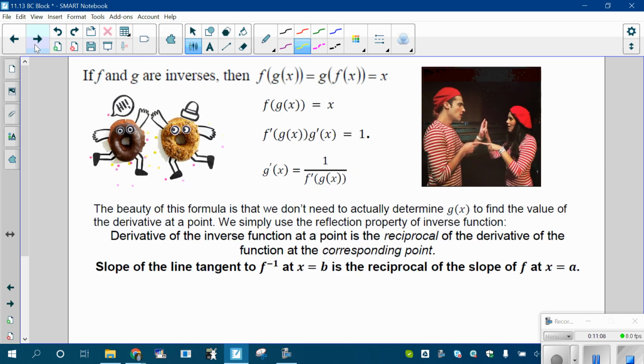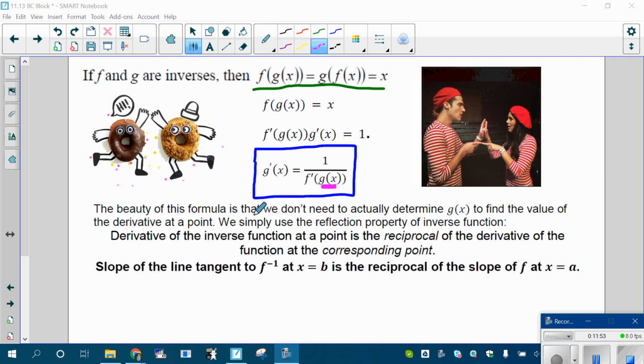Here it is in fancy notation. f and g are inverses. What does that mean? Well, it means when you do composition, they cancel each other out, you just get out x. Here's the derivation, but here's the idea. Then the derivative of g is the reciprocal of the derivative of f, not at x, at the y value of g. It's because it's at the buddy point.